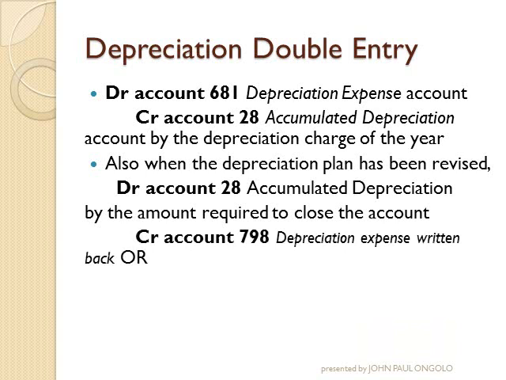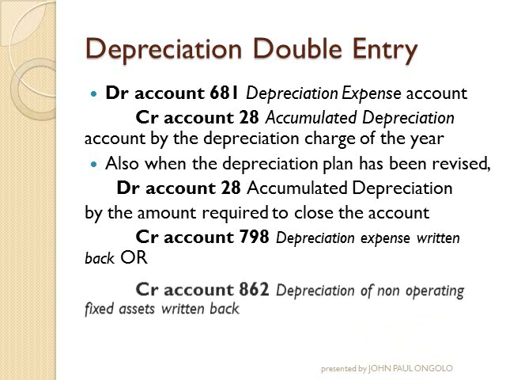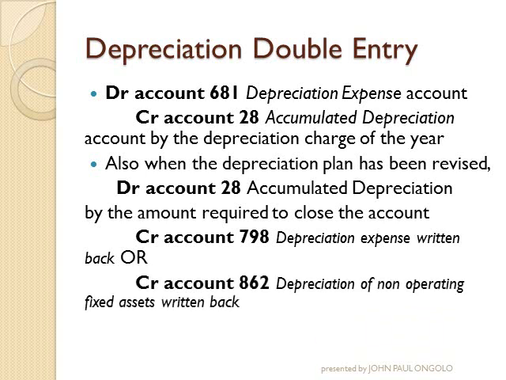And we credit account 798 depreciation expense written back, or account 862 depreciation of non-operating fixed asset written back. So it depends whether the fixed asset is used for operating activities or non-operating activities. If the fixed asset is used for operating activities, we are going to credit account 798 depreciation expense written back. But if the fixed asset is used for non-operating events, we are going to credit account 862.